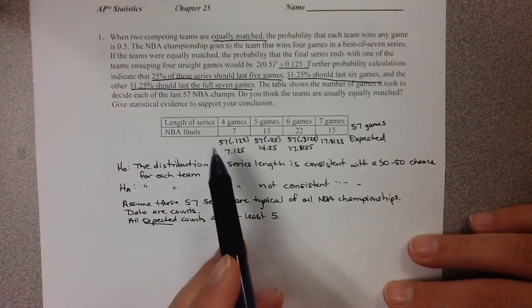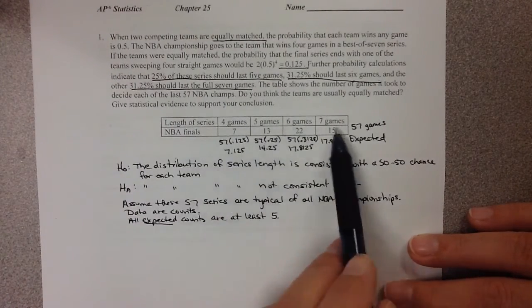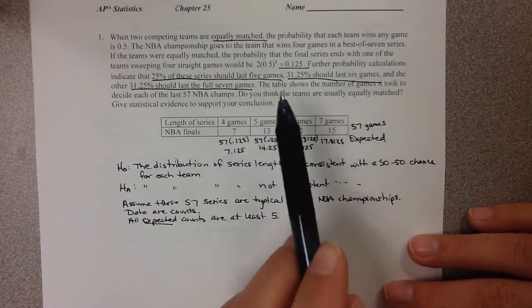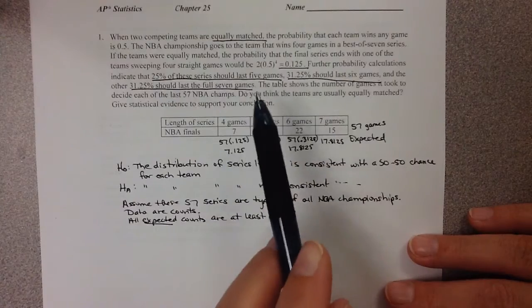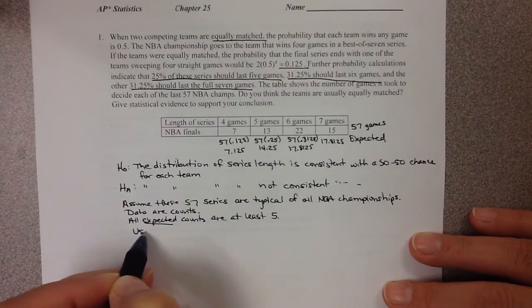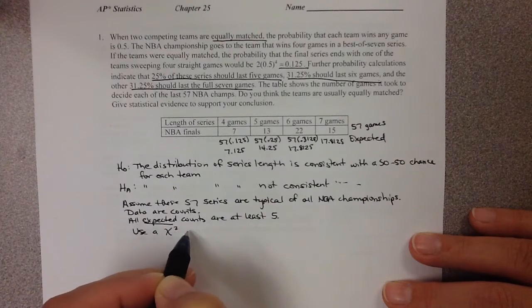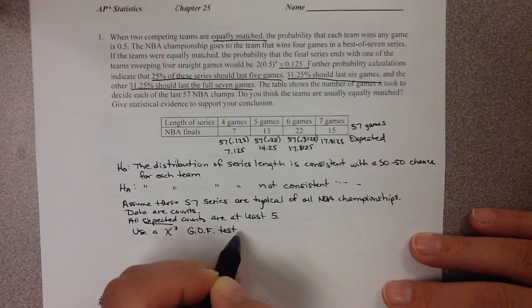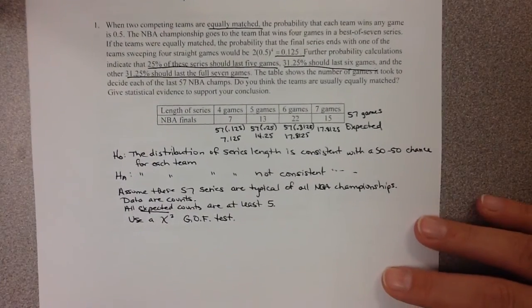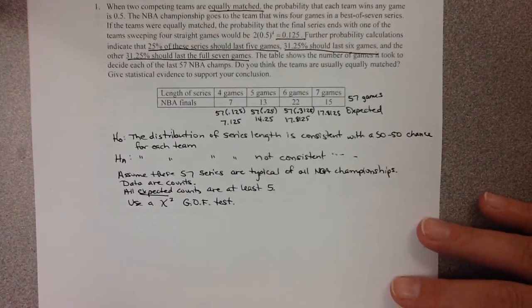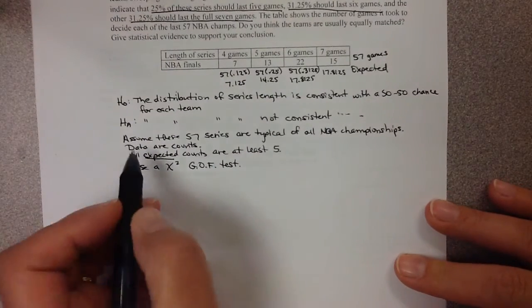All right, so we're trying to see how well these series fit the probabilities that we should get if we truly had a 50-50 chance of winning for each team. So we're going to use a chi-square goodness of fit test. Mechanics are pretty short on the goodness of fit test. We do a degrees of freedom, and we really should show the work for that.